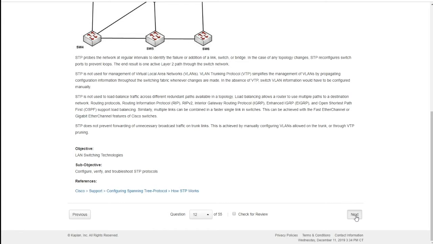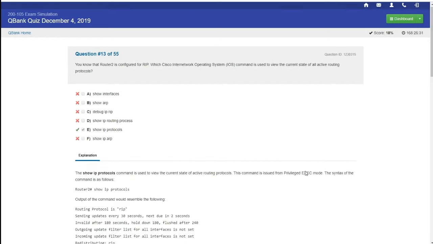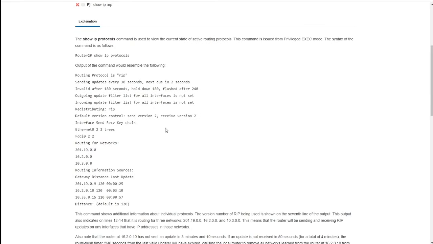All right, here we go. Question number 13. You know that router 12 is configured for RIP. Which Cisco IOS command is used to view the current state of all active routing protocols? The correct answer is E, show ip protocols. This is the actual output of show ip protocols. It will tell you the routing protocol is, in this case, RIP, but it will also show you any other routing protocols that are running. So if you have OSPF or BGP, they'll all be displayed underneath.